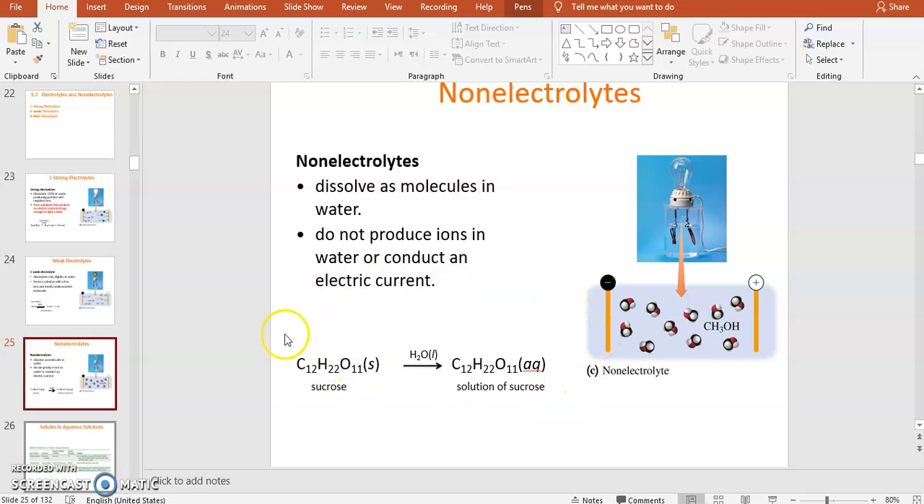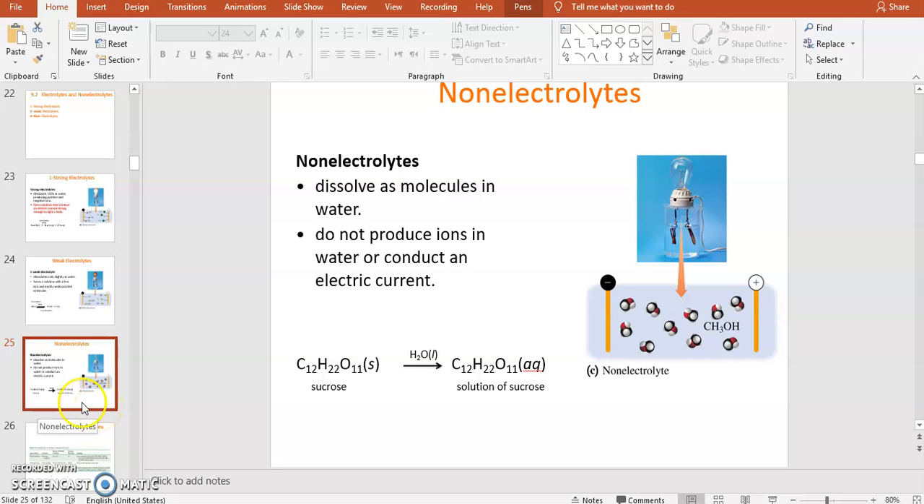Non-electrolyte, you can see the equation like this. So this is sucrose, and the sucrose is a non-electrolyte, which means it doesn't conduct electricity because it doesn't dissociate into ions in water. So it doesn't dissolve in water.